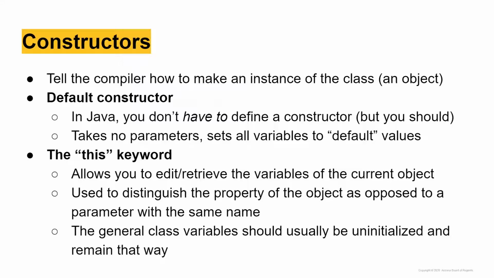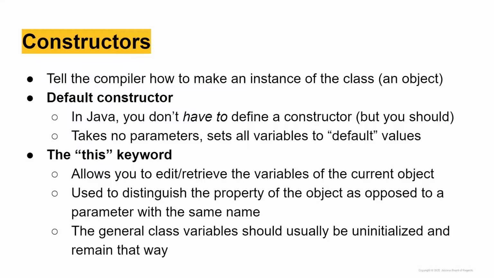So in Java, you don't have to define a constructor. If you don't define any constructors, the Java compiler will automatically make one for you, which is a handy thing about Java that isn't necessarily in other languages. But because this is kind of a weird handy thing about Java, you should be defining your own default constructors, or at least a parameterized constructor. So it's just good practice to be defining your own constructors.